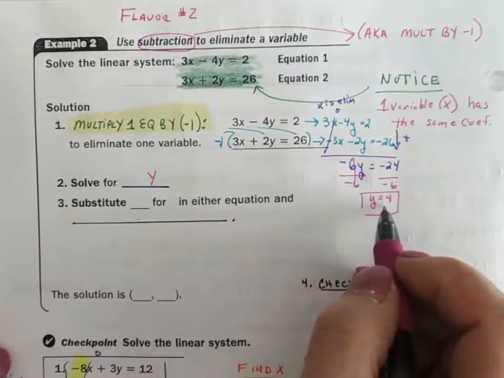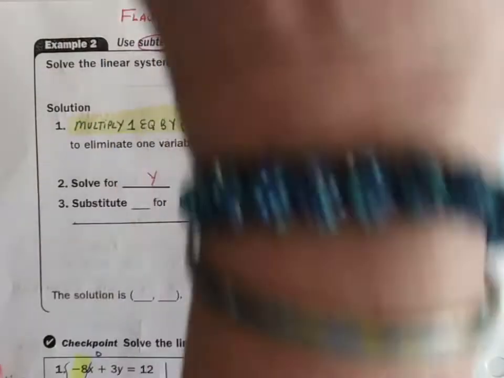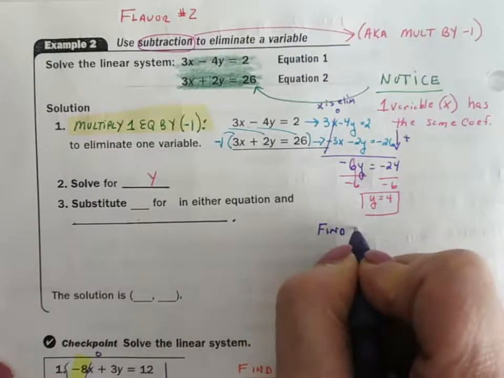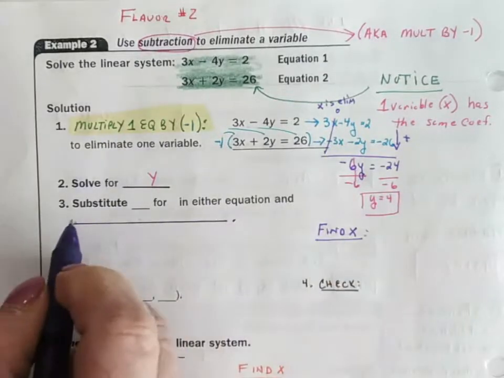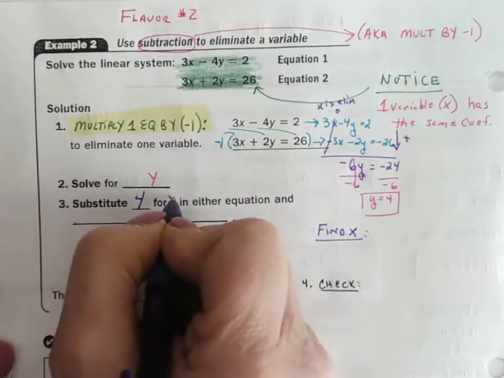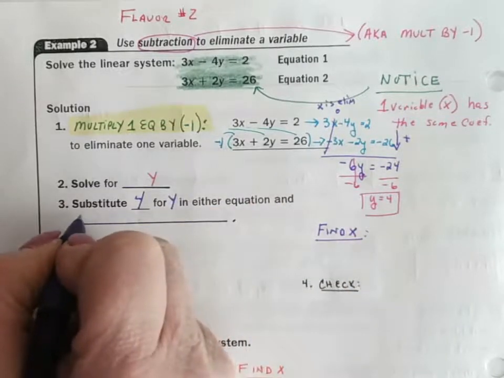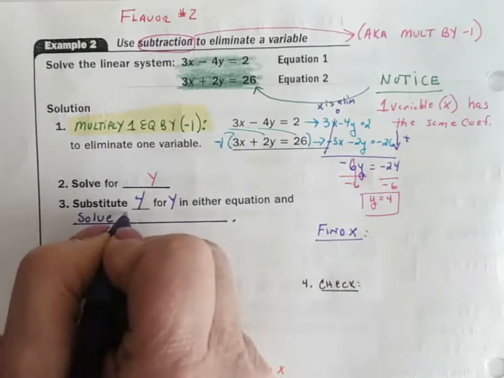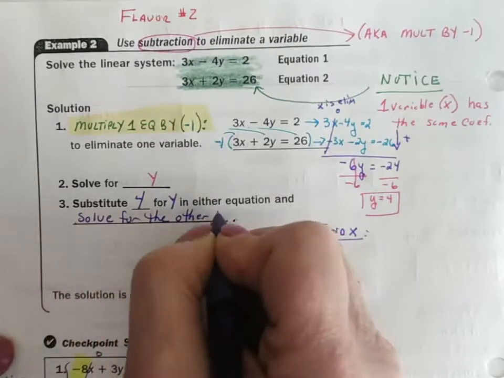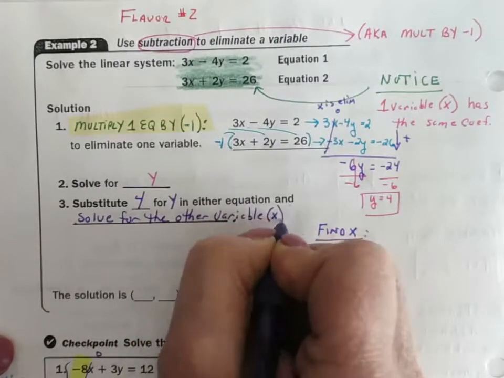Now that we know y equals 4, we want to find x. So we're going to substitute 4 for y in either equation and solve for the other variable, and in this case it's going to be x.